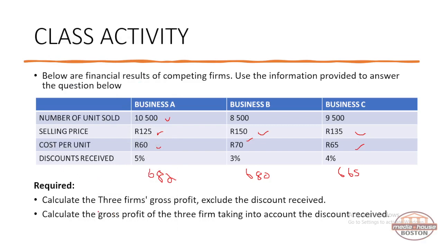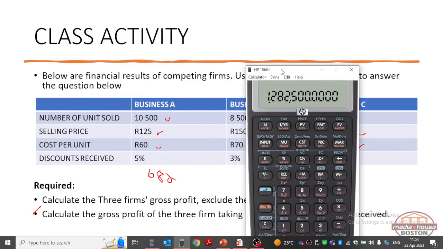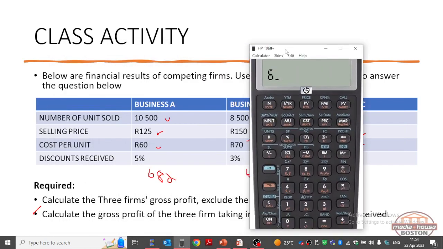So to answer the second question, calculate the gross profit of the three firms taking into account the discount received. If you receive a discount, you are receiving it from buying or purchasing your inventory. So the best way to calculate this, there are two methods we can use. The first method is to say 60 rand, which is the cost that we're buying one unit for, multiplied by 5%, and with that 5% we subtract it from the 60.